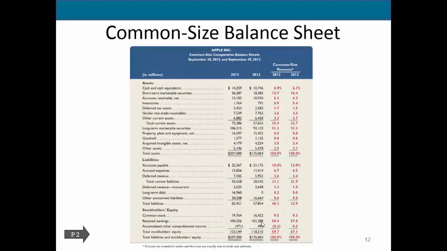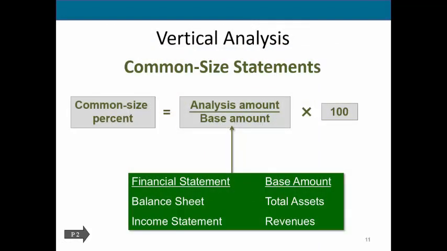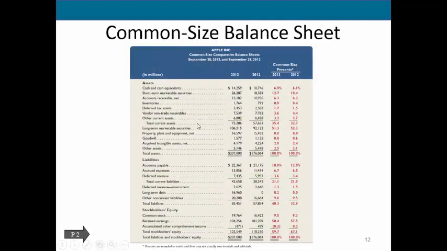So let's look at an actual common size balance sheet. Again, with a balance sheet, we're comparing things to our total assets. So all we're doing here is dividing, for example, cash and cash equivalents of $14,259 by our base amount here, which is total assets of $207,000. You can see here the common size percentage is simply whatever item we're analyzing, which on the next slide, that's the cash and cash equivalents, divided by the base amount to look at it as a percentage.